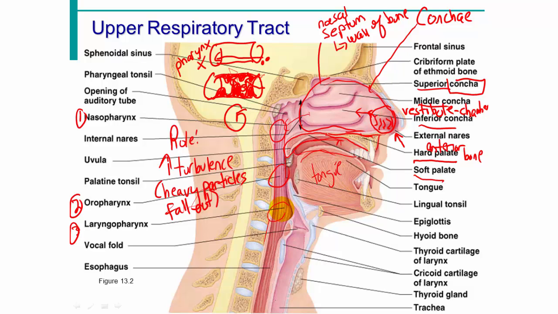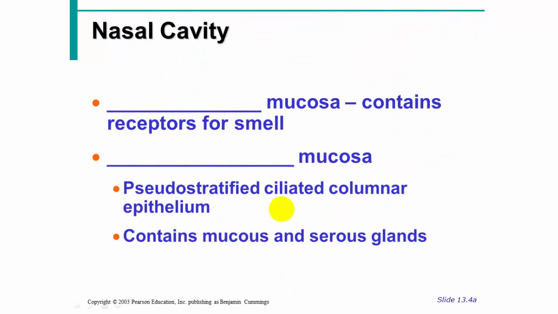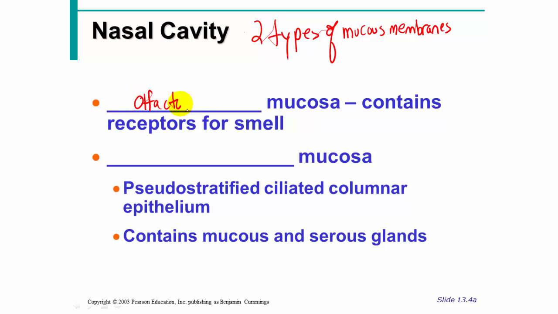So let's go back now and look a little bit at that nasal cavity. Let's look at the tissue that lines it, because the nasal cavity is lined with two types of mucous membranes. The first type is called the olfactory mucosa, and it contains receptors for smell, which is what allows us to have the sense of smell. The other mucous membrane is called the respiratory mucosa, and this is lined with pseudostratified ciliated columnar epithelium. This type of tissue, the pseudostratified, is a very common tissue type found throughout the respiratory system.